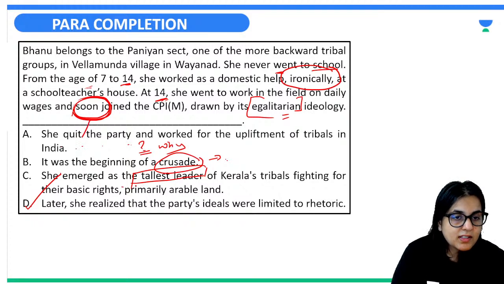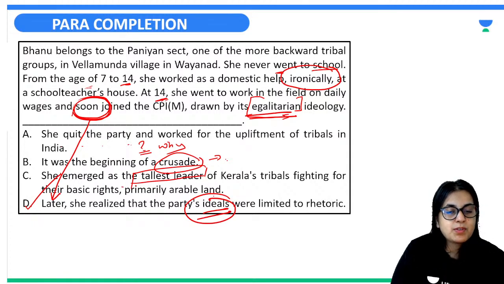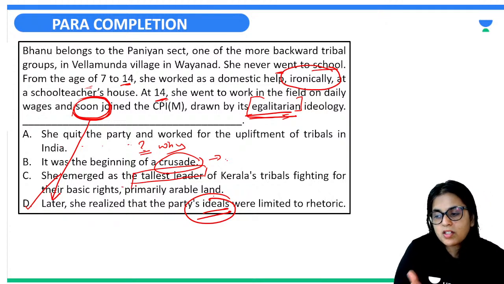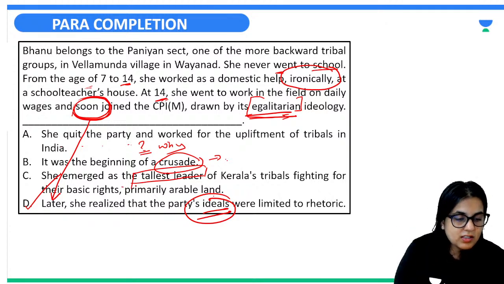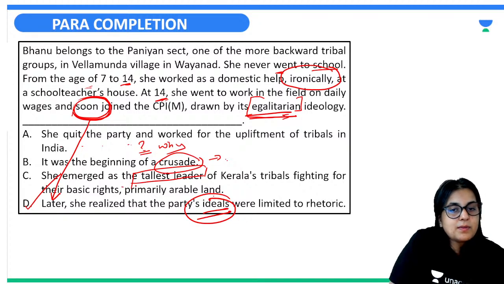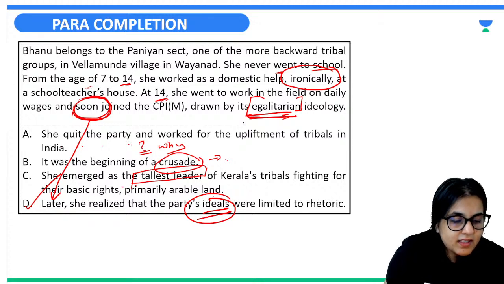And after soon, what will come? Later, she realized the egalitarian ideology, the party's ideology or ideal. See, it's so linked to the previous statement. So she realized that the party's ideals were only limited to rhetoric. That means only talking, doing nothing. Okay, so that's why the answer option is D. Correct. D and then A. I understand Rahul, but because of soon and later, this is the next statement.